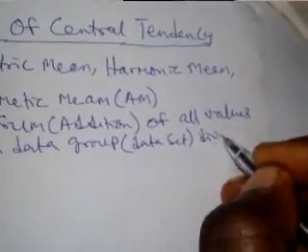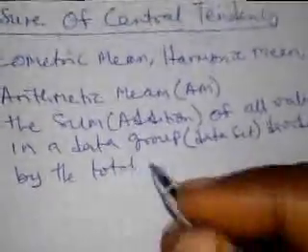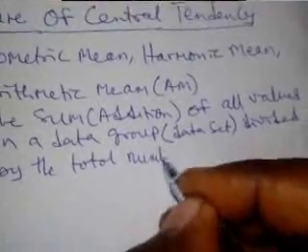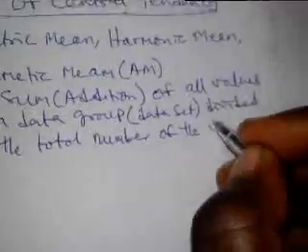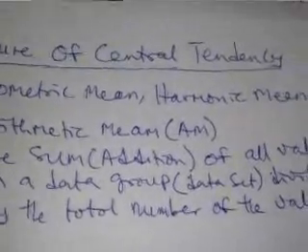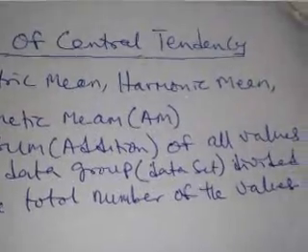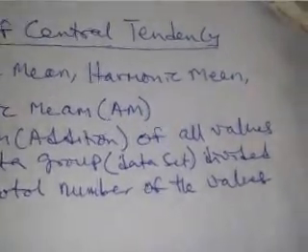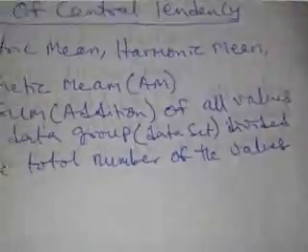Divided by the total number of the values. So, can you see? The sum or addition of all the values in a data group, if it is in computer science, it's called data set, divided by the total number of the values.